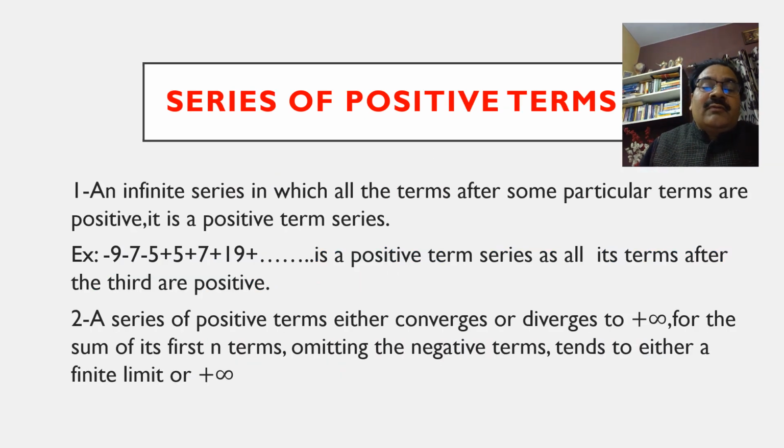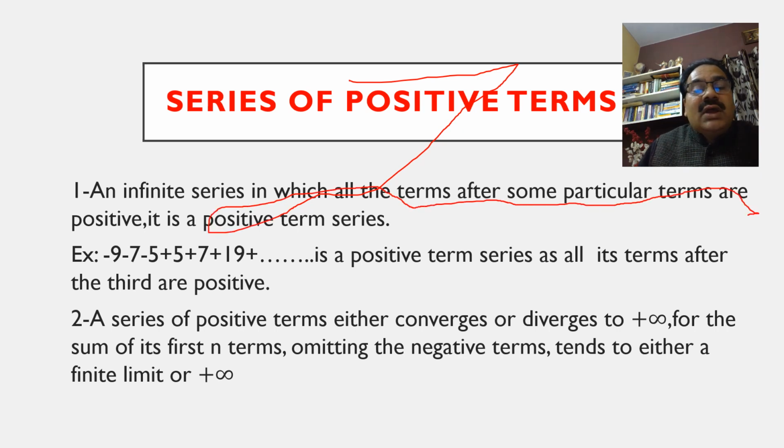Now, for example, let us consider an infinite series in which all the terms after some particular term are positive. It is a positive term series. An infinite series in which all the terms after some particular term are positive is called a positive term series. For example, if you write -9 -7 -5 +5 +7 +19, then ultimately the total sum is positive. This is a positive term series as all its terms after the third are positive.